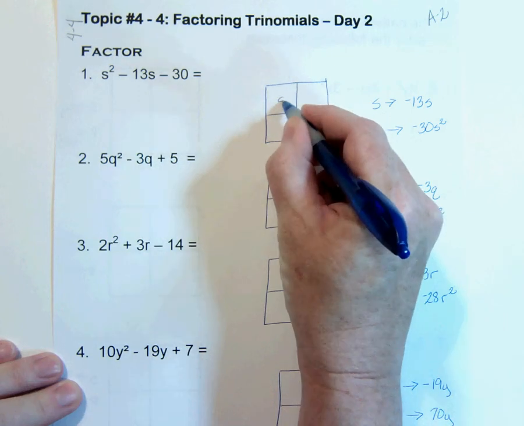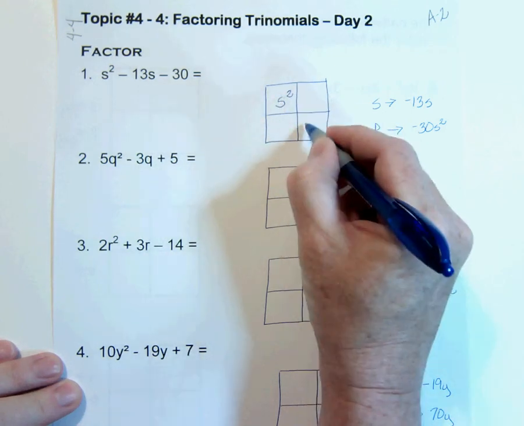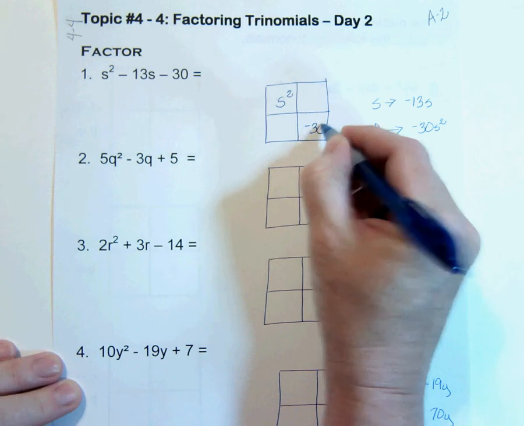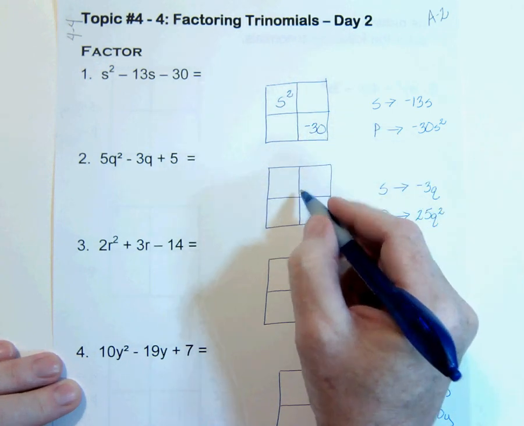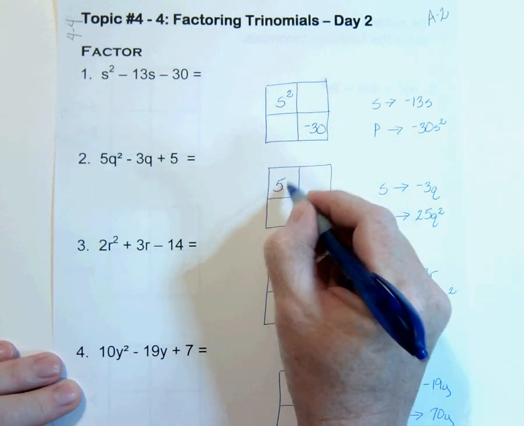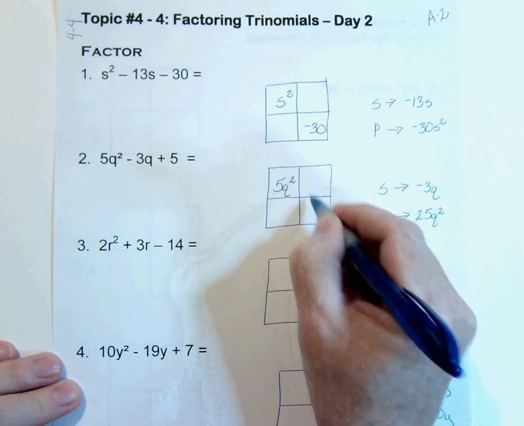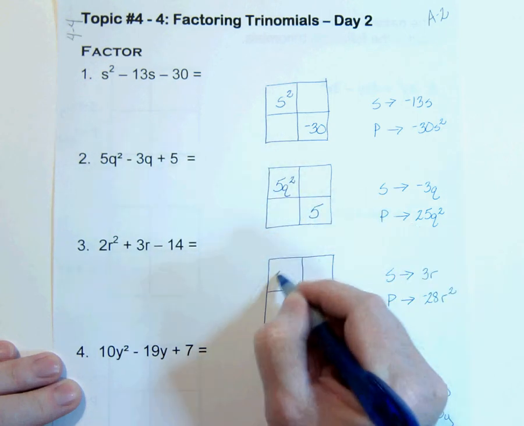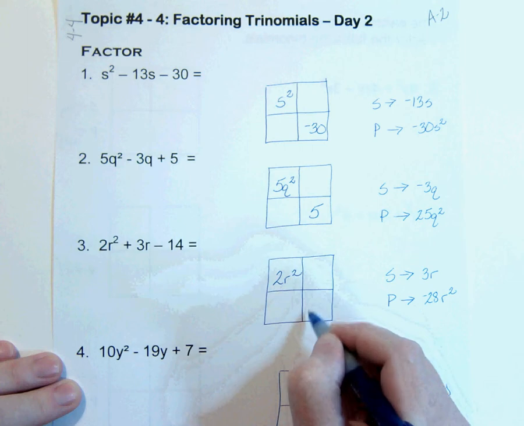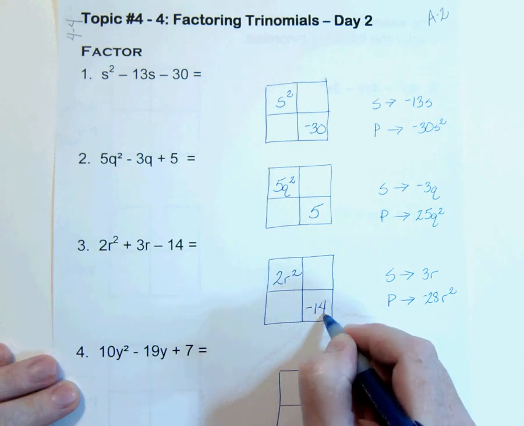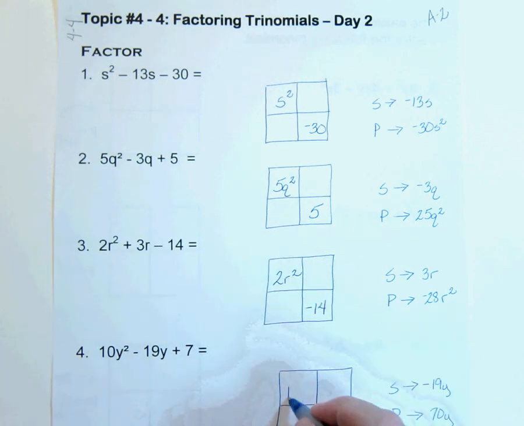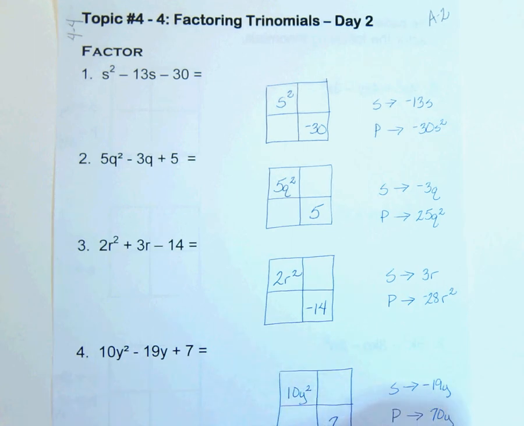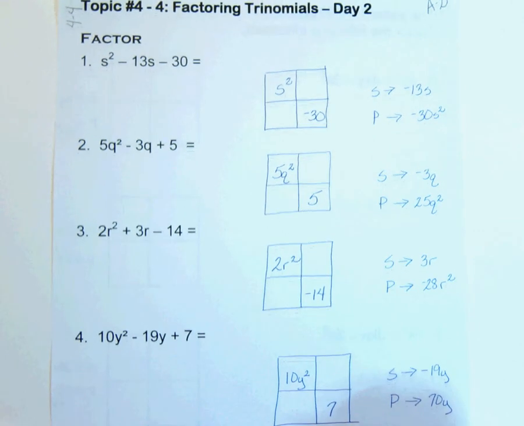You're always going to put the first term in this box, the last term in this box. So you might go through and make your boxes like I did, and let's just put them in there. 5q squared and the 5, 2r squared, and a negative 14. Make sure you take the minus sign with it. 10y squared here.